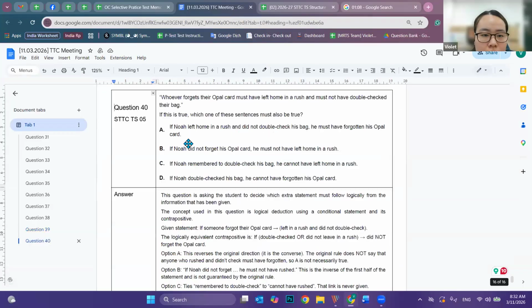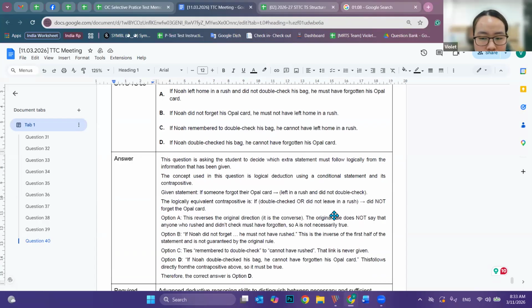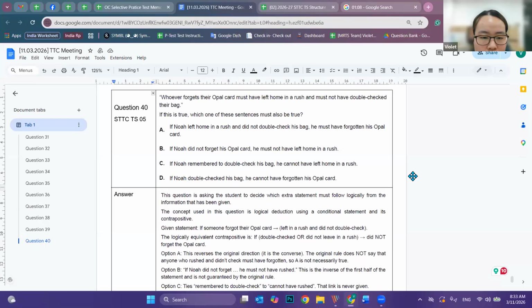So for the last question, question 40. If this is true, which one of these sentences must also be true? Whoever forgets their Apple card must have left home in a rush and must not have double checked their bag. So we see that option D is the correct answer. If Noah double checked his bag, he cannot have forgotten his Apple card. This follows directly from the contrapositive above. So option D is the correct answer.